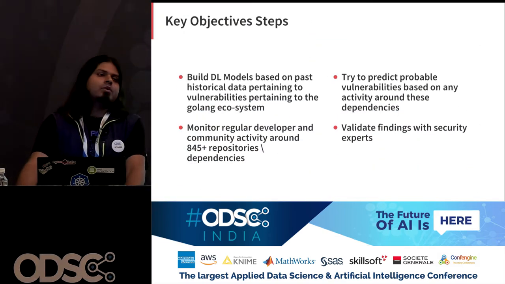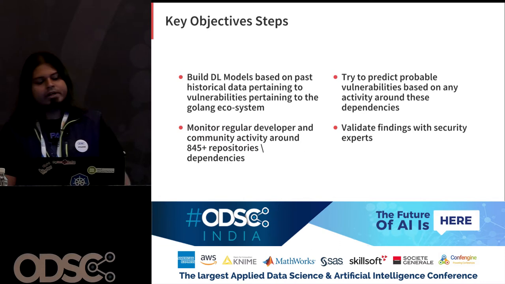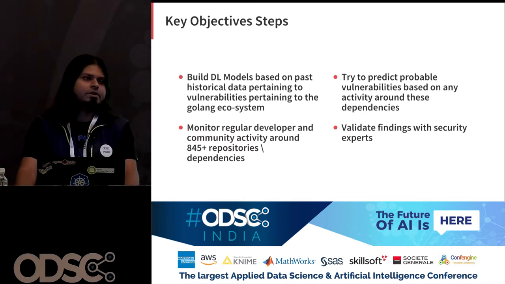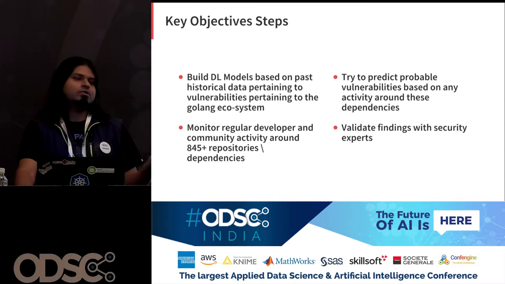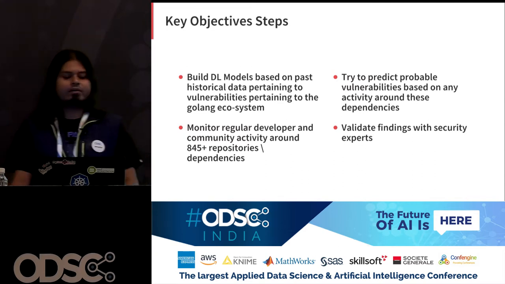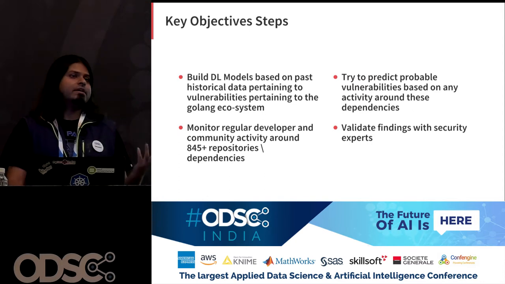So our key objectives, what did we do here? How did we solve this problem? We built deep learning models based on past historical data where we knew that some vulnerabilities happened versus when they didn't happen, depending on that kind of data. We'll talk about what the data is shortly.